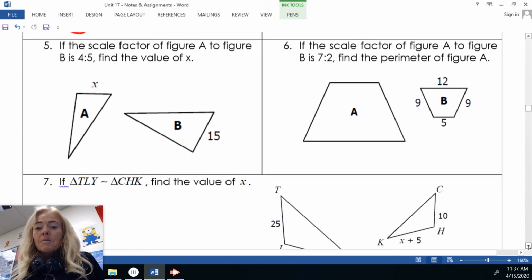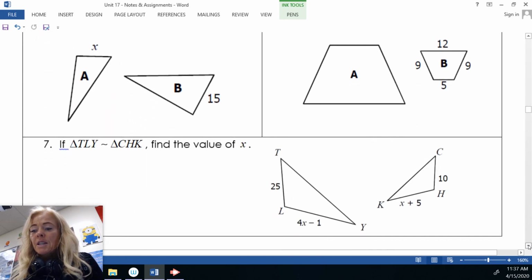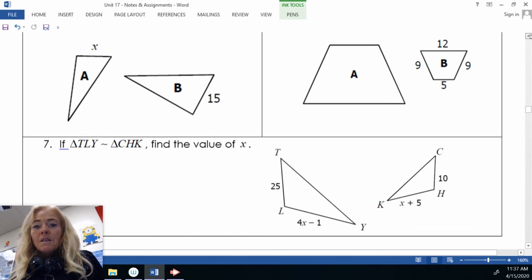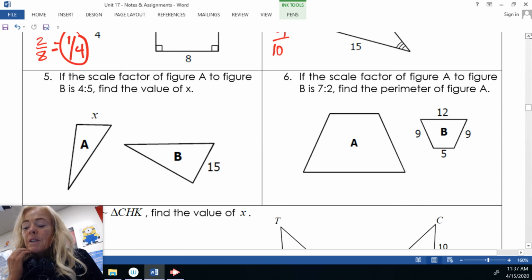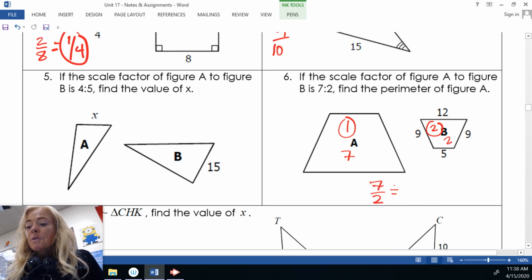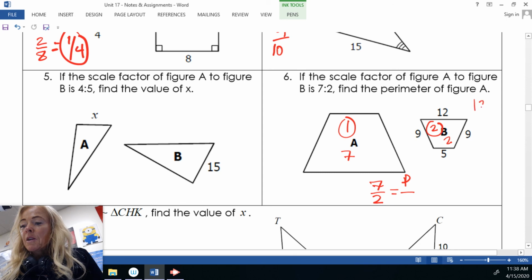And then I have 1 minute to help you do another type of problem. So find the perimeter of figure A. So if you know the scale factor of figure A to B, so this is first and this is second, is 7 to 2. Okay, so 7 to 2 will equal whatever the perimeter is of A to the perimeter of B. And the perimeter of B is 12 plus 9 plus 9 plus 5.